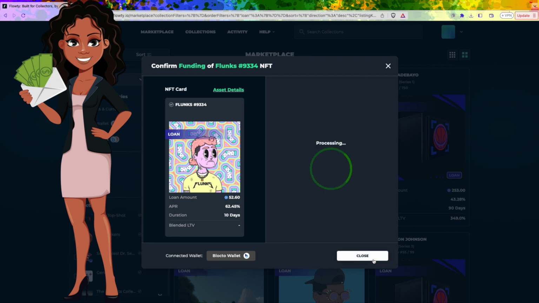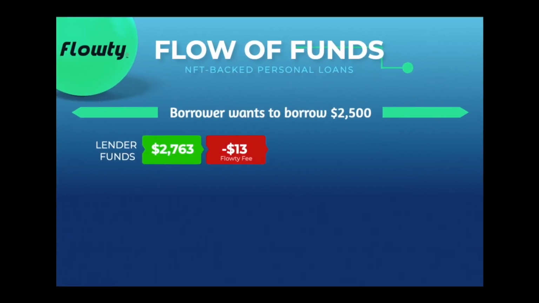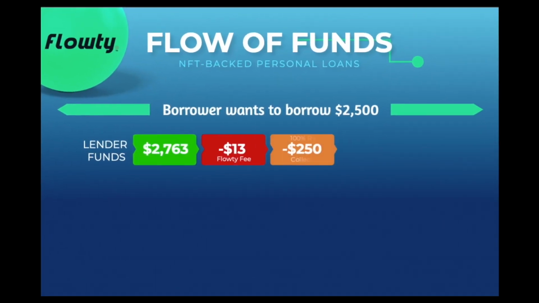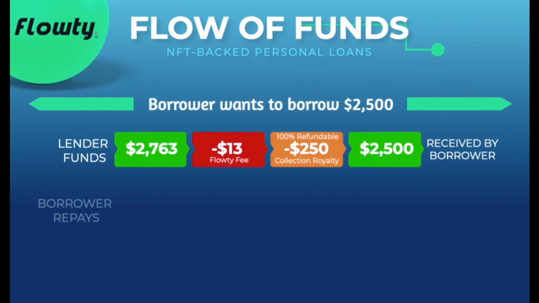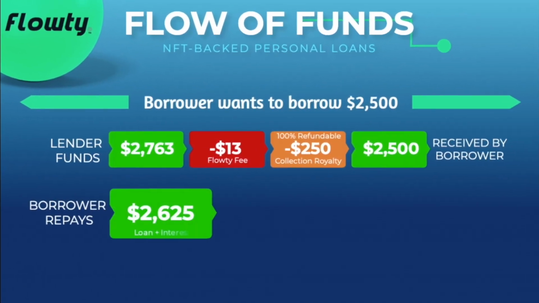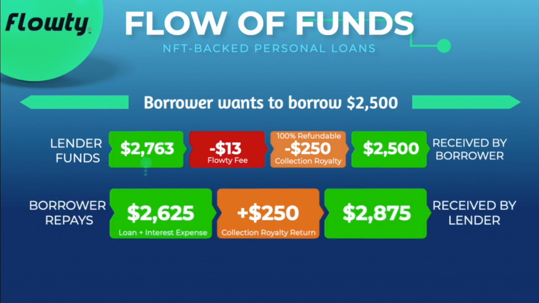Similar to the royalty, the collateral NFT is held in a smart contract during the term of the loan. The NFT is not accessible to the lender, borrower, or, importantly, to Flowty during the loan term. The NFT is either returned to the borrower if and when the loan is repaid, or sent to the lender if the loan is not repaid on time. Here's the direct flow of funds during an NFT-backed loan transaction.